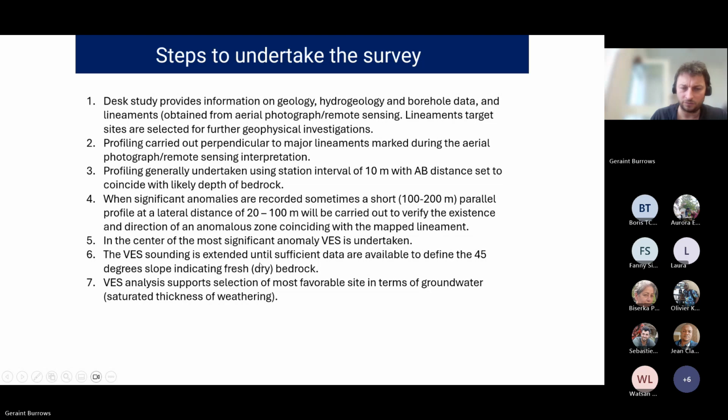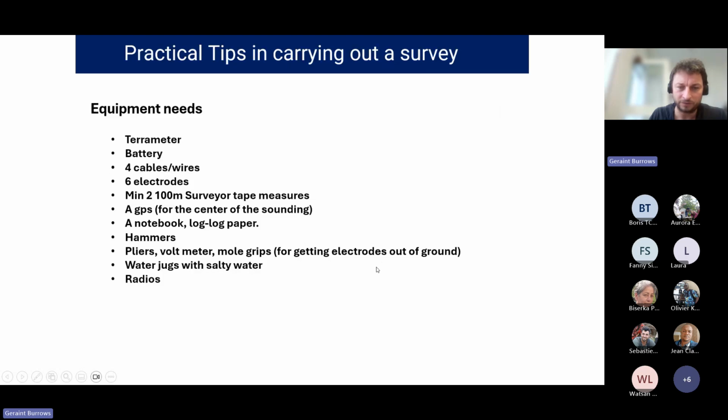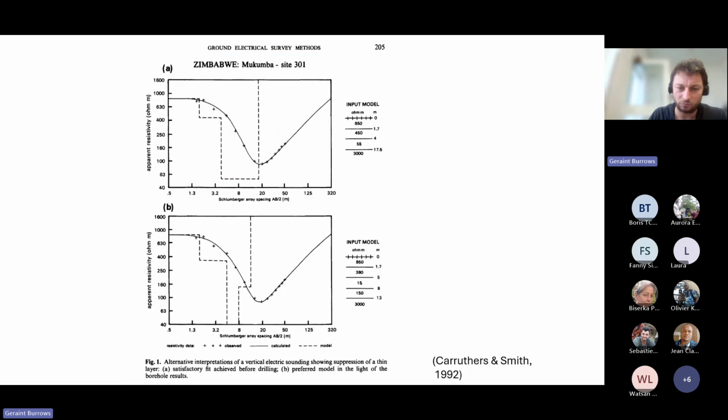The sounding is extended until sufficient data is available to define a 45-degree slope, indicating that you've reached bedrock. That's this slope I'm talking about here for a crystalline basement rock setting. So you want to do a sounding until you reach your crystalline basement rock setting.